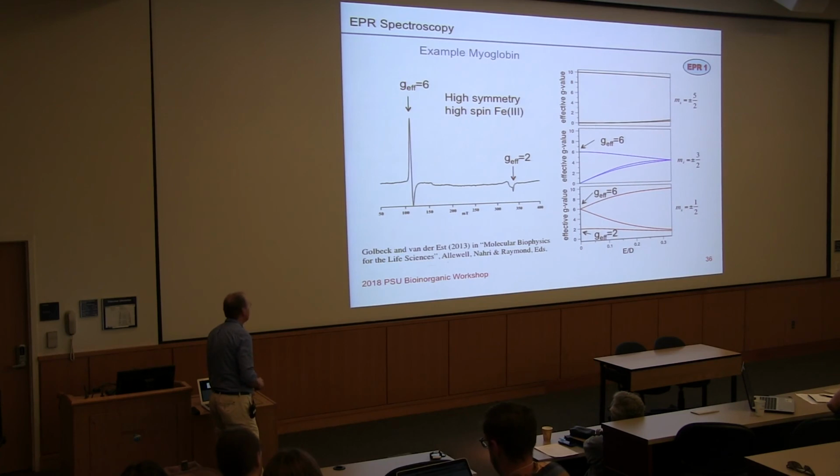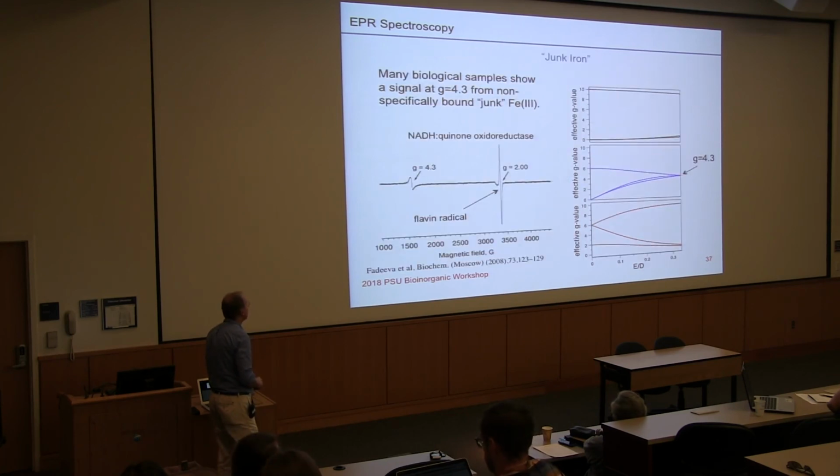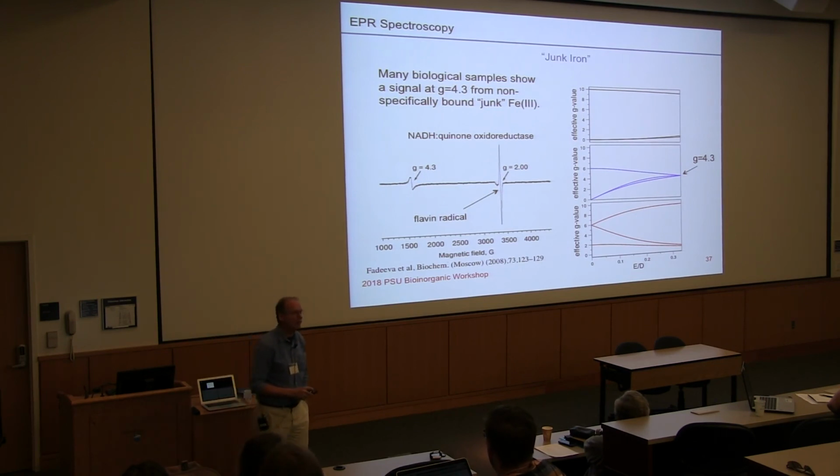All right, so while we're with iron, just in the last couple minutes here, I'm going to touch on a common problem that occurs in iron-containing systems. This is a spectrum taken from a paper a few years ago where the authors were looking at a quinone oxidoreductase, or NADH quinone oxidoreductase. This contains a flavin, and they were looking to see if they could see an EPR signal from the flavin radical under certain conditions.